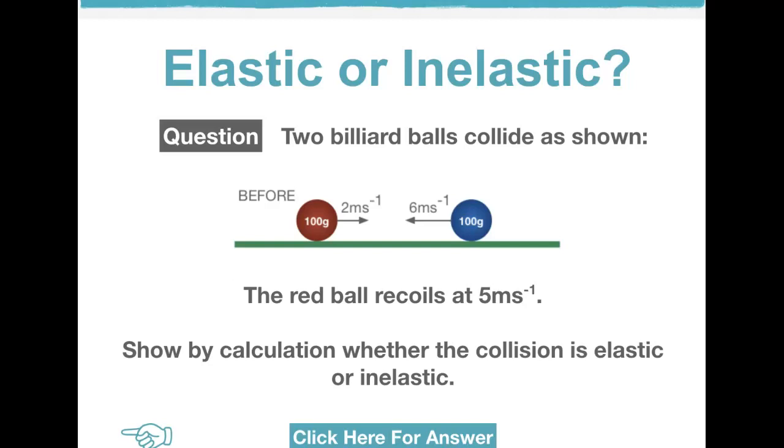If you read this question carefully, you will see that they give you the information about the red ball. They tell you that the red ball recoils at 5 meters per second this way, but they don't tell you what the velocity of this object is. So what I want you to do now, I want you to use conservation of momentum to find the velocity of the blue ball after the collision. Once you've found the velocity of the blue ball, work out the kinetic energy before and then compare it to the kinetic energy after. Stop the video and have a go at that.